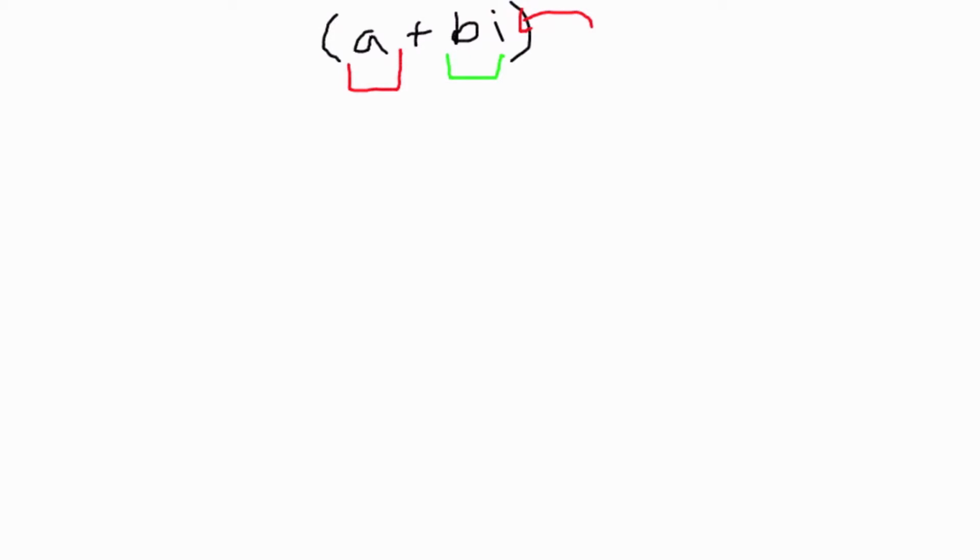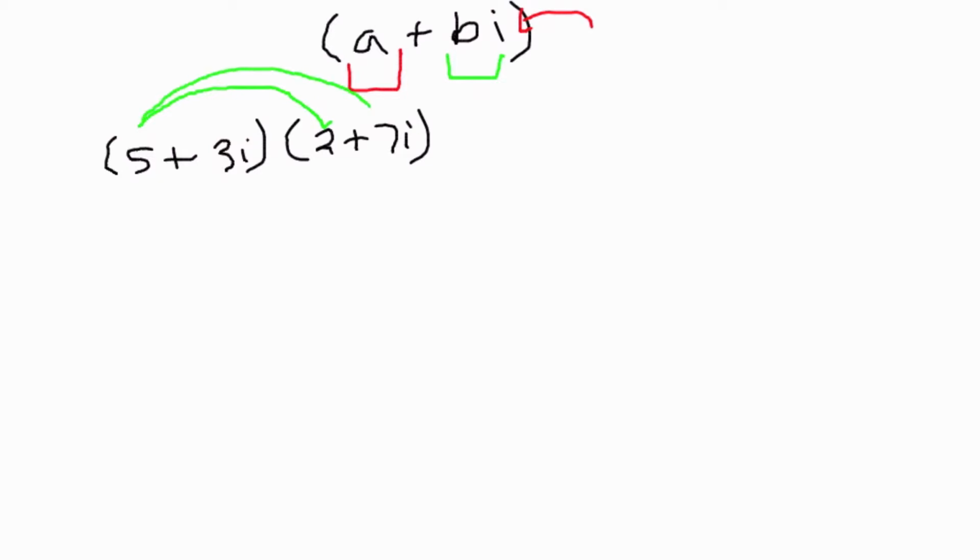So let's say I had these two complex numbers here, 5 plus 3i multiplied by 2 plus 7i. To multiply these two complex numbers, we're going to use the distributive property, also known as foiling. So when you FOIL, we do 5 times the 2, and then 5 times the 7i, and then the 3i times the 2, and the 3i times the 7i. Okay, so let's go ahead and distribute.